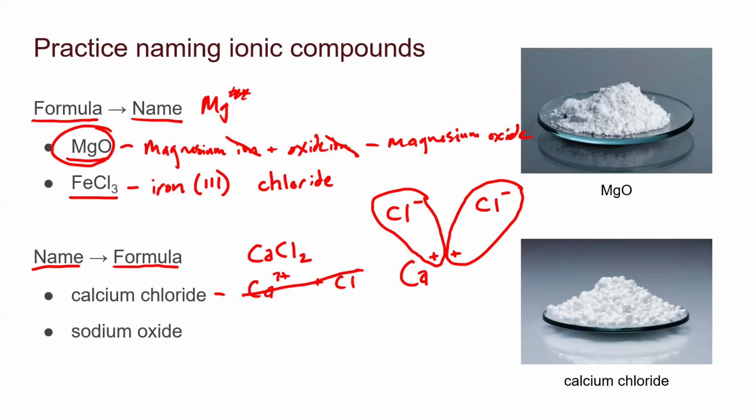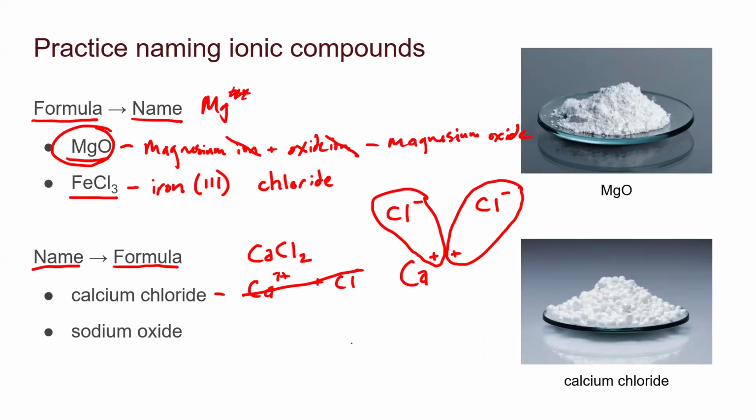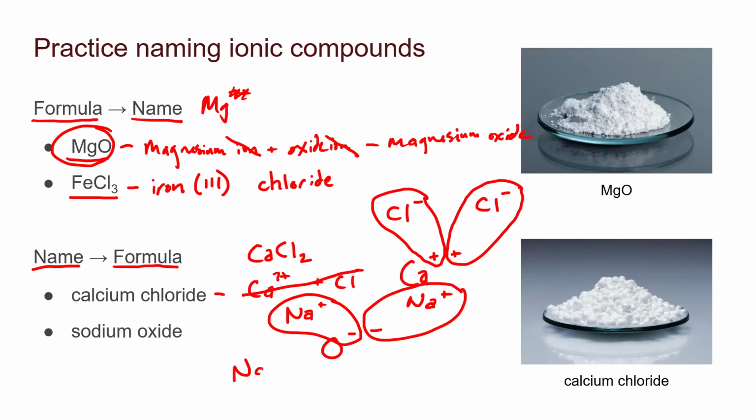Okay, now to look at sodium oxide. Jumping back. Sodium is Na+. Oxide is O2 minus. There's two of the Na+, so we have Na2O. That gets us our sodium oxide.